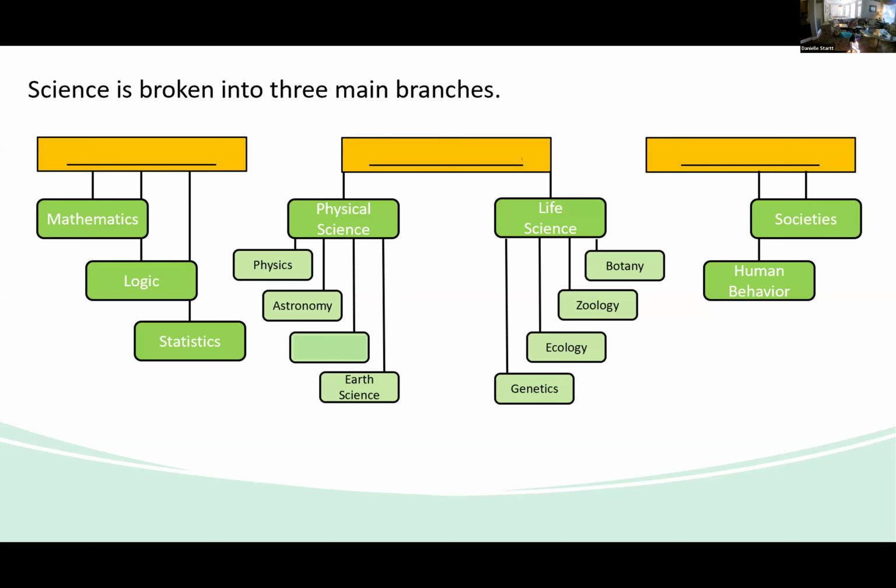All right, so we have three main branches in science. Does anybody know what the first one is that has math, logic, and statistics? Eunice? Formal science. Those are the formal sciences, right? And how about the middle one here that has physical and life, Annabelle?